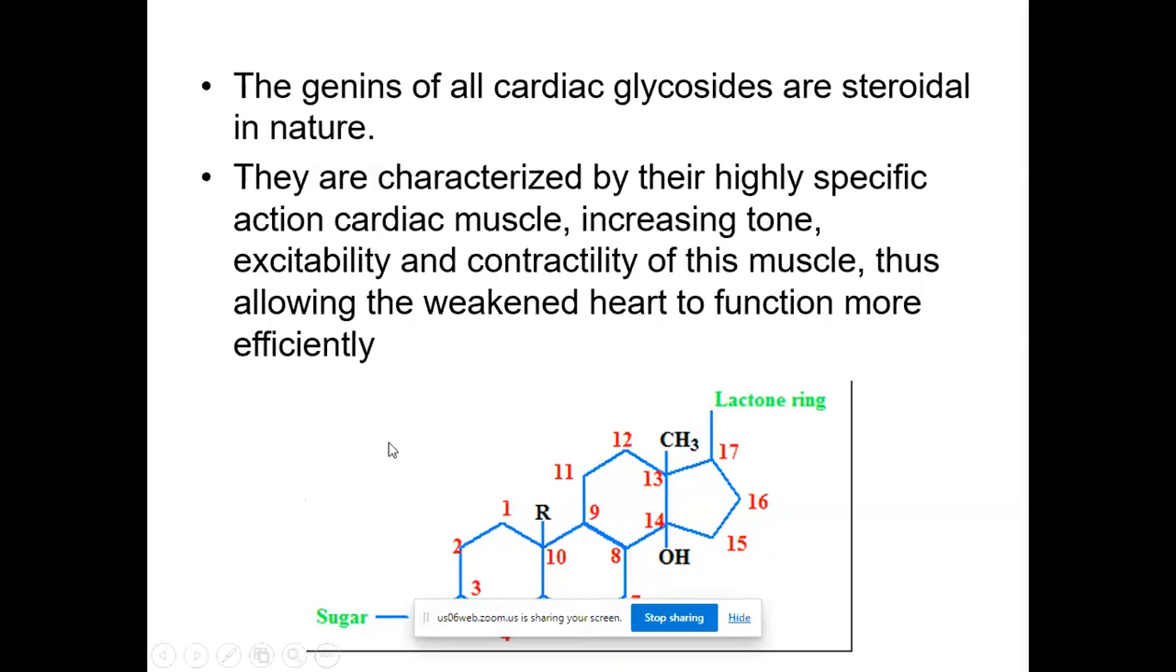Yeah. So it has three parts. It has the sugar moiety, the steroid. I will name this A, B, like the heterocyclic structure. So this will be A, B, C, D, our rings, and then it has the lactone ring.